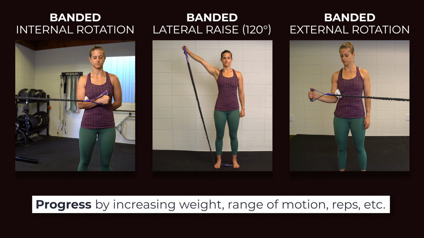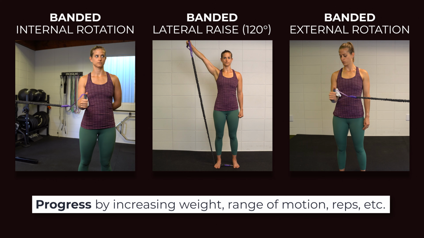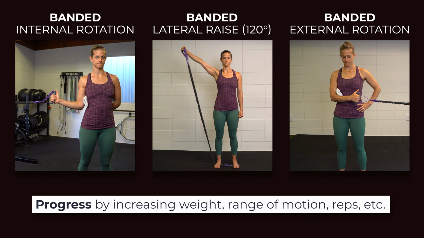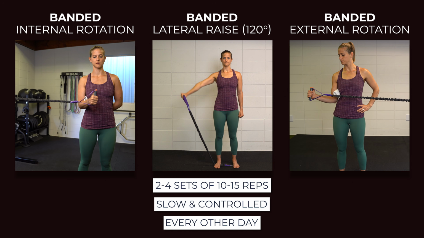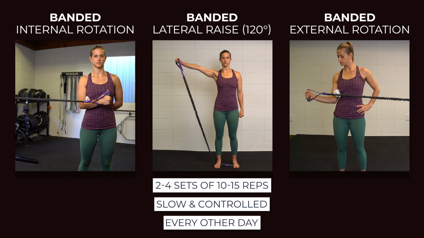And for shoulder strengthening exercises, continue with banded internal and external rotation and progress banded abduction to 120 degrees if tolerance allows. Perform these for 2 to 4 sets of 10 to 15 challenging repetitions at a controlled speed every other day.